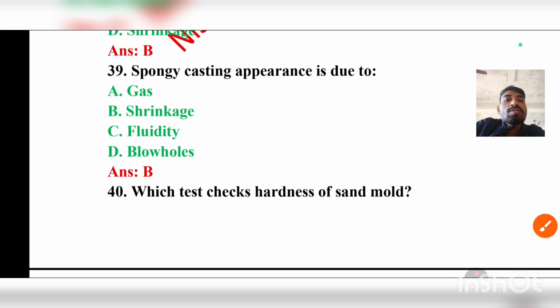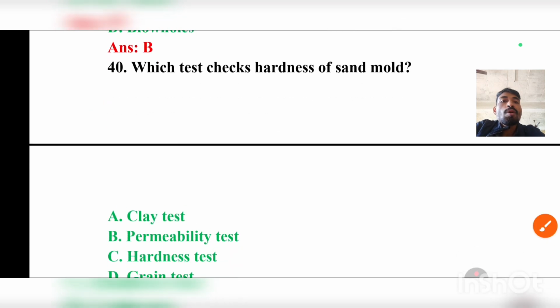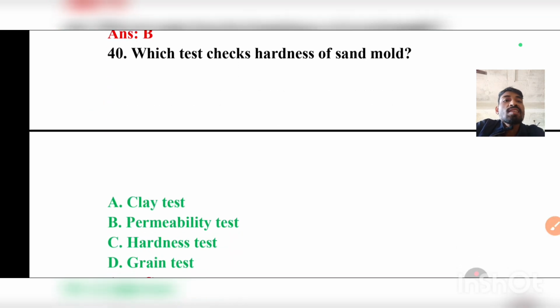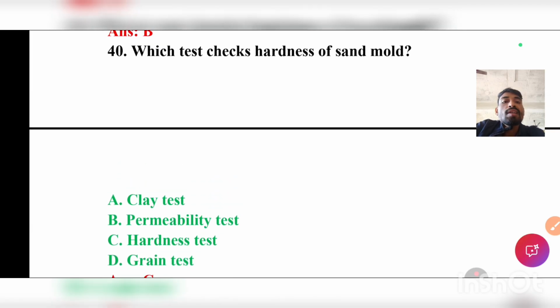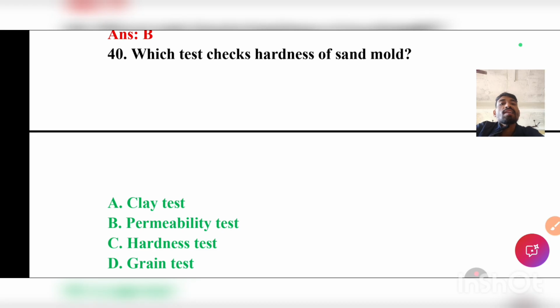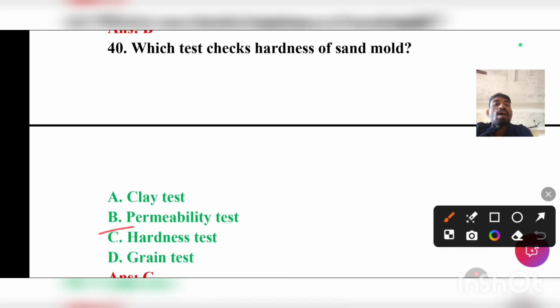Just see the question number 39, spongy casting appearance is due to, options are gas, shrinkage, fluidity or blowholes. The correct option is your B, that is shrinkage. Coming to the question number 40, which test checks hardness of the sand mold? The options are clay test, permeability test, hardness test, or grain test. The correct answer is your C, that is your hardness test.